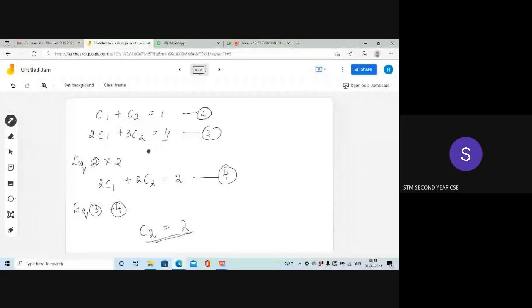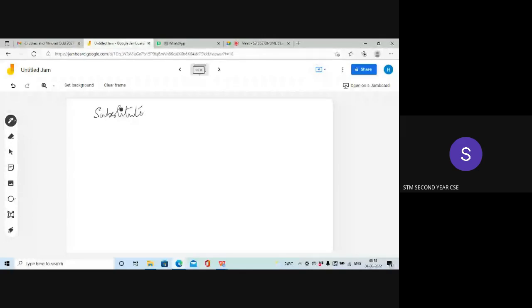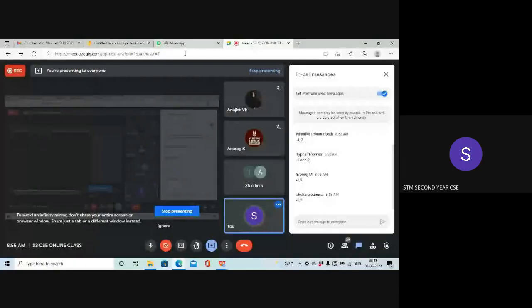Next, substitute the value of C2 in equation 2, you will get C1. Those who haven't done it, please complete it now. Substitute C2 in equation 2. You will get C1 plus 2 is equal to 1, or C1 is equal to 1 minus 2, that is equal to minus 1. So Niharika, please correct it, okay? Please write it down. It is not minus 4, it is minus 1 and 2. So we have obtained the value of C1 and C2.